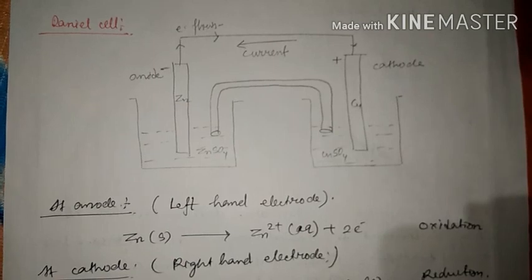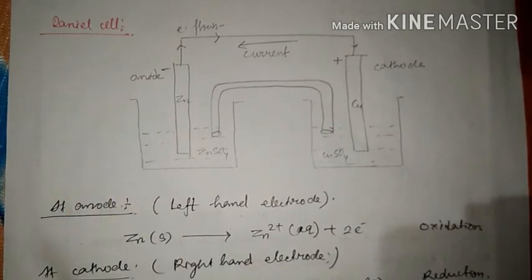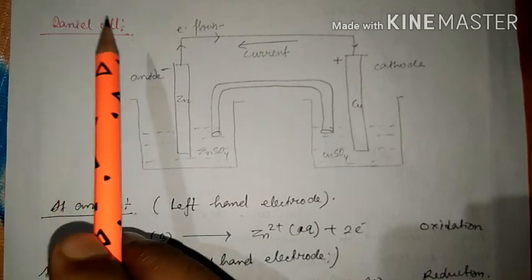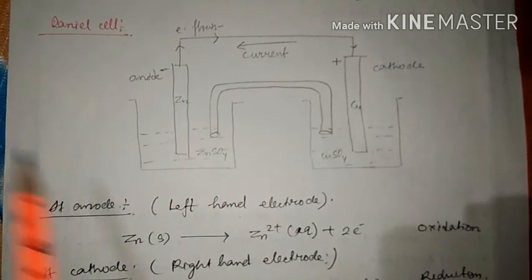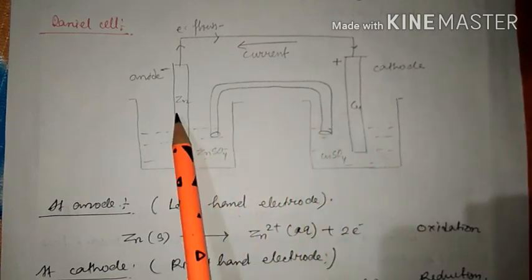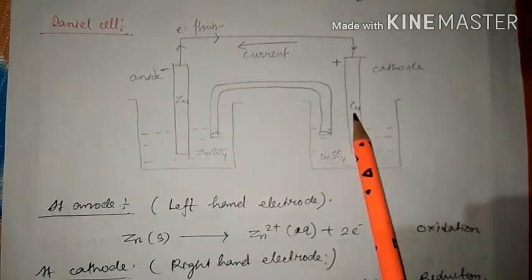Today our second class of our third chapter, electrochemistry. Today we'll discuss the Daniell cell. The Daniell cell is one of the types of galvanic or voltaic cell in which a special type of electrode is used. One electrode is made up of zinc metal, another is of copper metal.